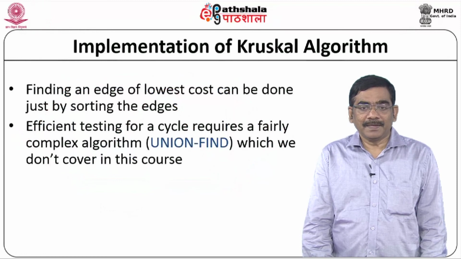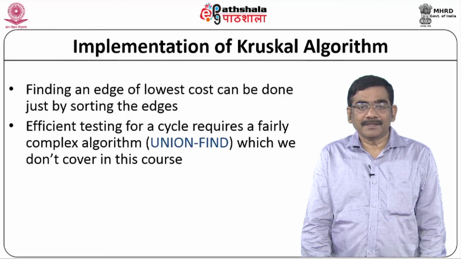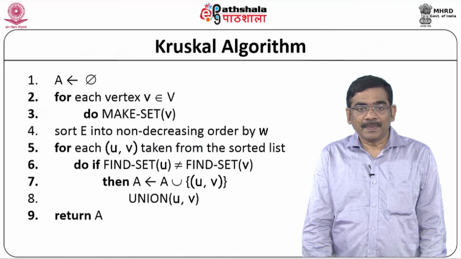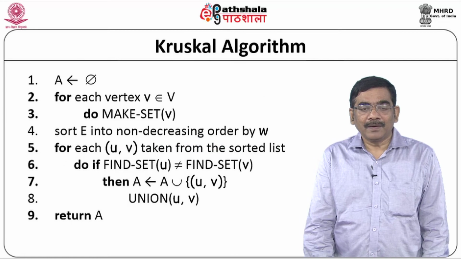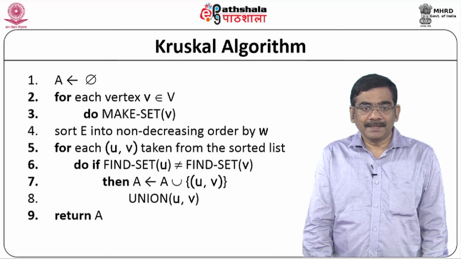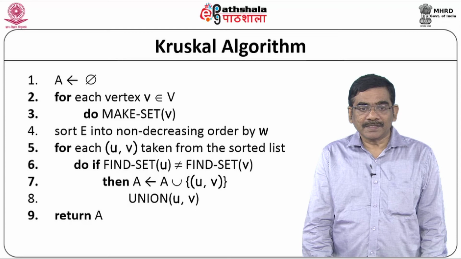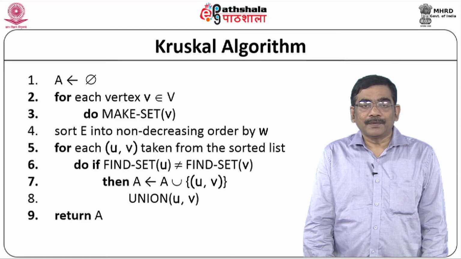So, we have to implement this. How to implement this? For implementing this, we need to find the edge of the lowest cost. We will be using a data structure called disjoint sets. The logic is very simple. I am making all the nodes individual sets, then I am going to sort everything.